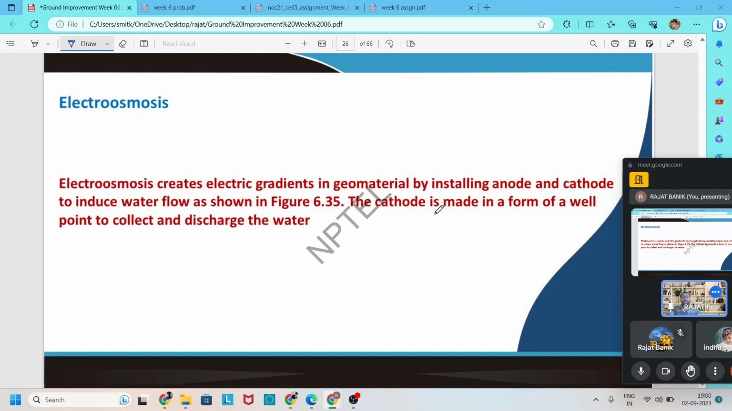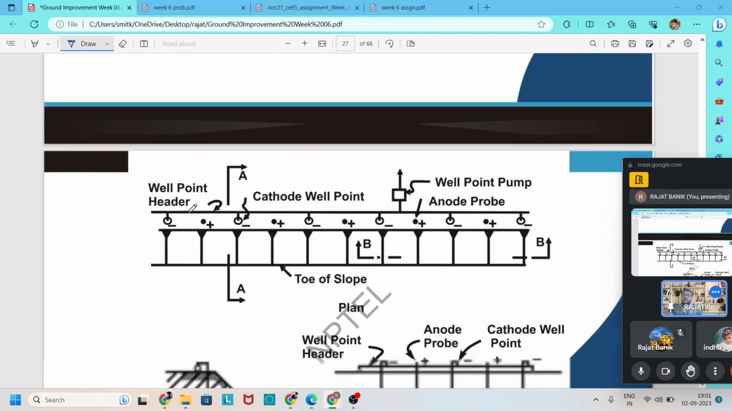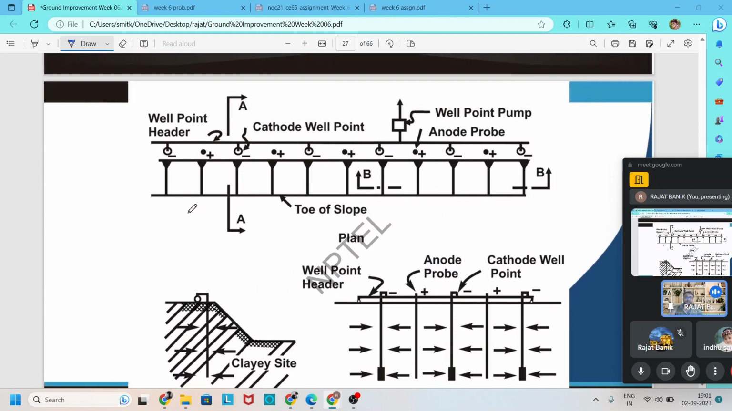After that, we collect and remove the water through pumping. Like that arrangement, we can remove the water from the ground through a current or electrical gradient. So we can see that here one arrangement of electroosmosis is given. You see that one plane is given here.